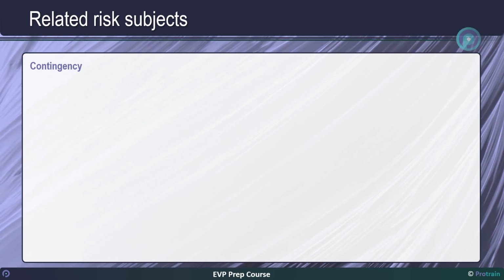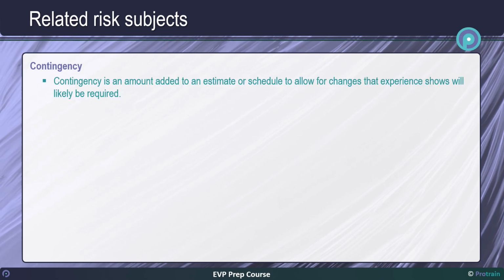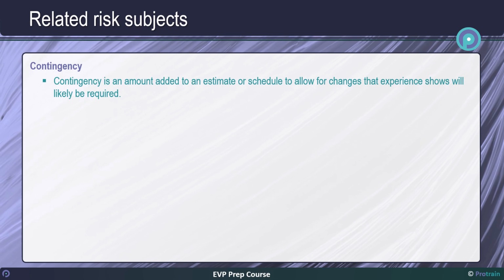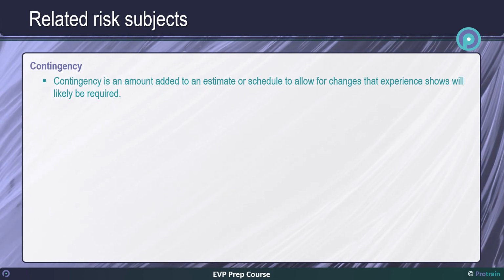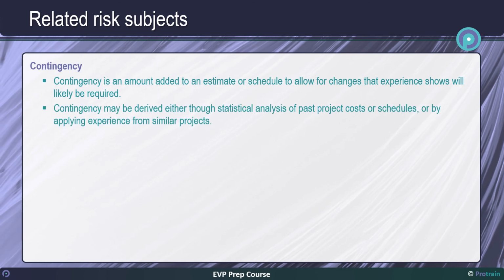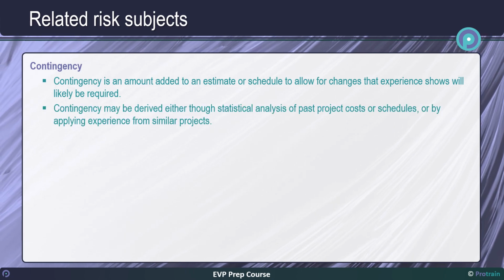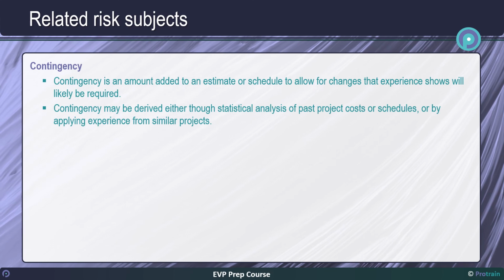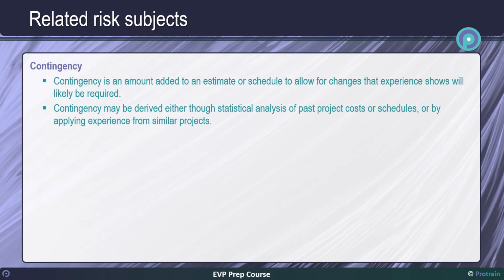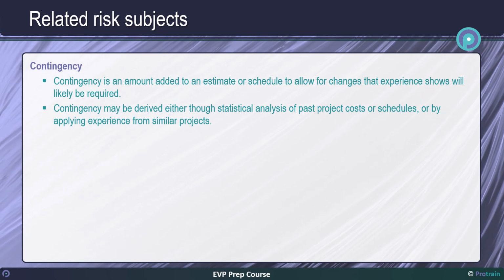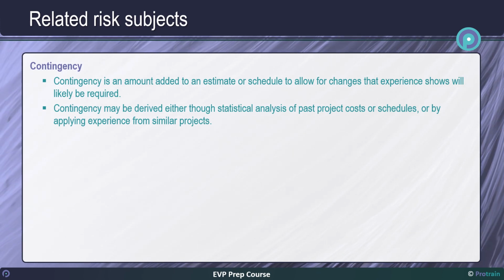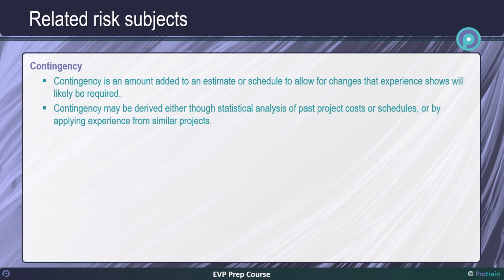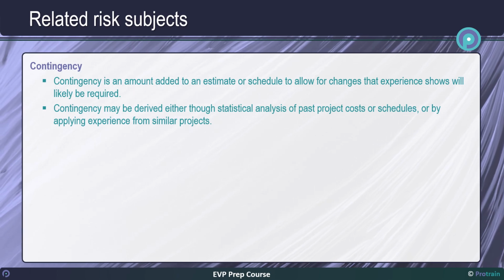Contingency. Contingency is an amount added to an estimate, or schedule to allow for changes, that experience shows will likely be required. Contingency may be derived from either the statistical analysis of past project costs or schedules, or by applying experience from similar projects. It usually excludes changes in scope, or unforeseeable major events such as strikes, earthquakes, etc.